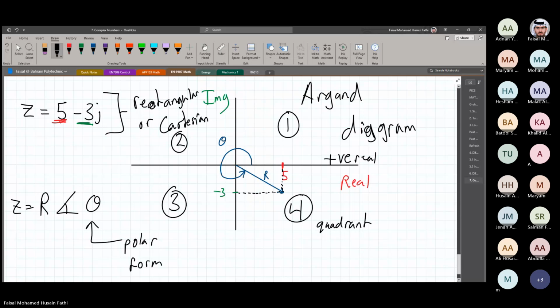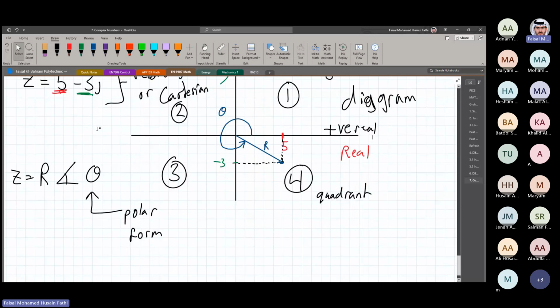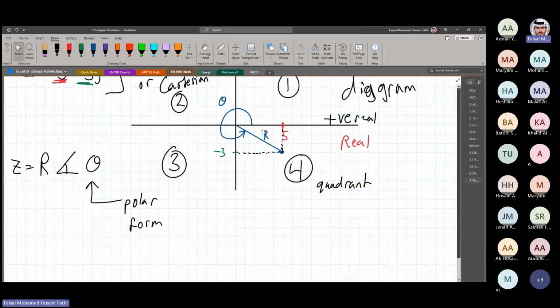Okay? To find your angle, first let's find r. How do you find r? Simple. Pythagoras theorem, r squared is equal to a squared plus b squared, or real squared plus imaginary squared. Then we have a triangle here. So this is a triangle, the height of 5 and the width or the base of 3, all right, or the base of 5 and the height of 3 minus 3, all right.